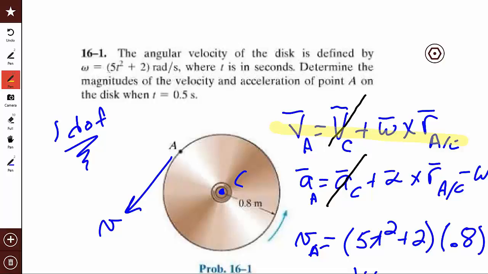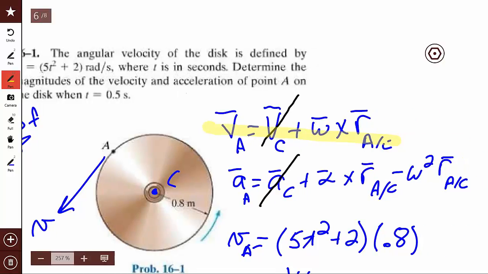How about the acceleration? They asked for the acceleration, so I'm going to write it down. There's the acceleration equation. I'm not sure if your book writes it like this. Does your book write that? Who knows? I'm asking you whether you read it. You're not going to do it.